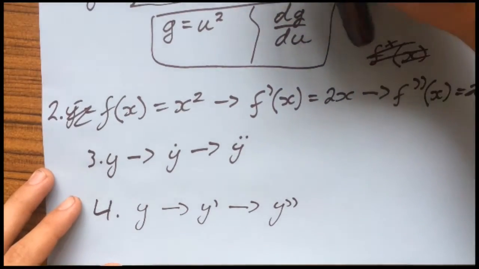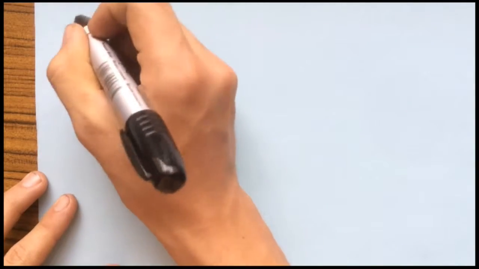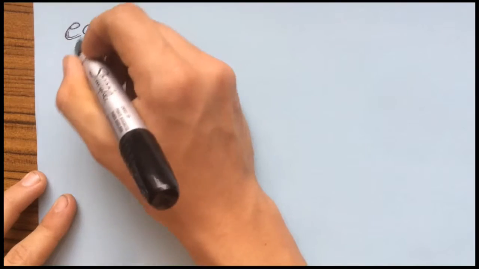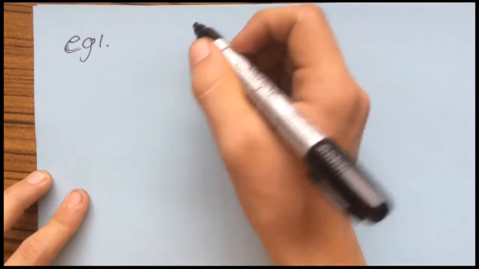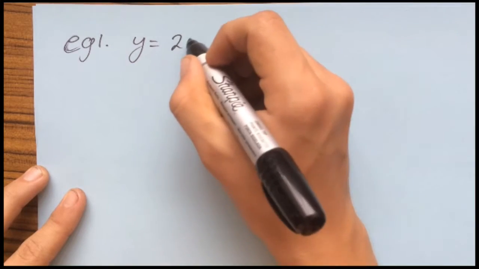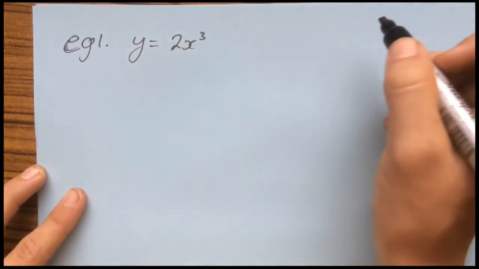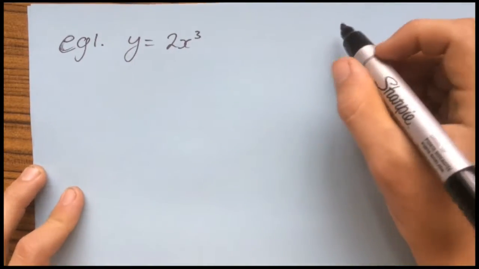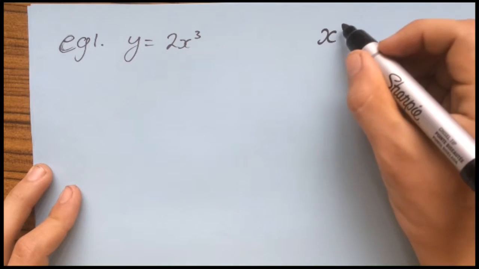Okay, for the examples. Okay, so we'll start off with example 1. We'll do y equals 2x to the power of 3. Okay, I'll write the power rule over here.